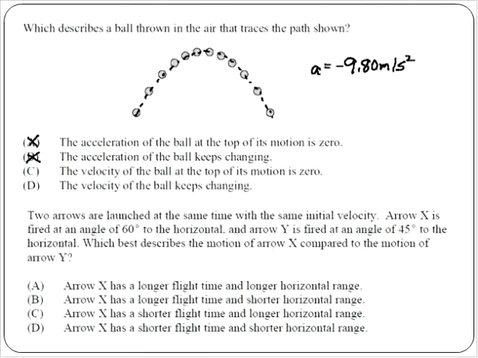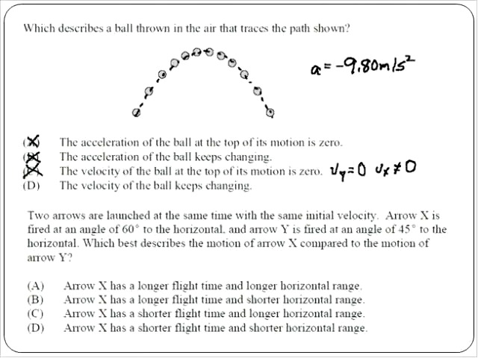Can we say the velocity of the ball at the top of its motion is 0? Well, that one's a little bit tricky. The vertical velocity of the ball at the top is 0, but it's still moving horizontally. Vy is 0, but Vx is not 0. So we can rule this one out too. The velocity is not 0 at the top because it's still moving horizontally.